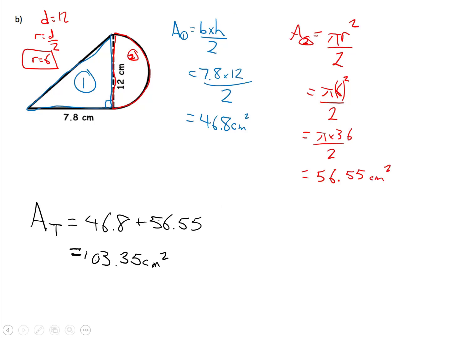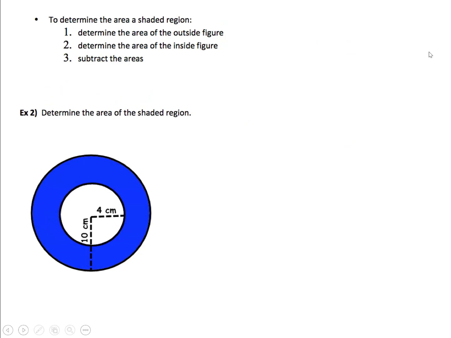Okay, next example. This one's actually a little different. I'll use blue for the outside and red for the inside. Before we jump into that, determine the area of the shaded region. To determine the area of the outside figure, then we determine the area of the inside figure, and then we subtract the areas. Because the area of the shaded region that's all blue is actually just going to be the outside minus the inside here.